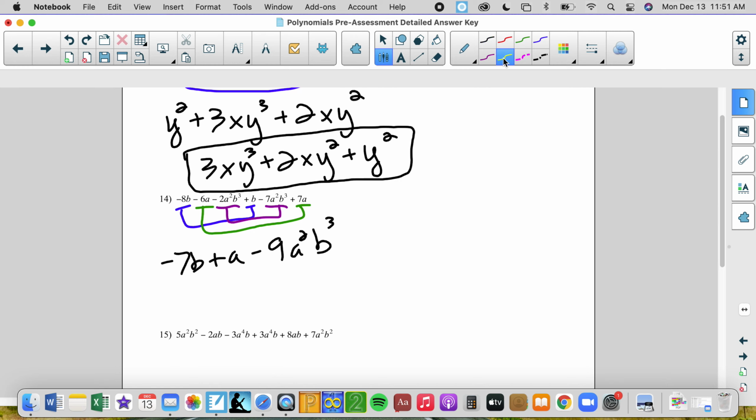Looking at the first variable, b, a. So a's are going to come before b's, and then my a's are not tied for their exponents, so this one's going to come first. Negative 9a squared b cubed plus a minus 7b. Let's make sure I have the exponents correct. Good. And that's correct.